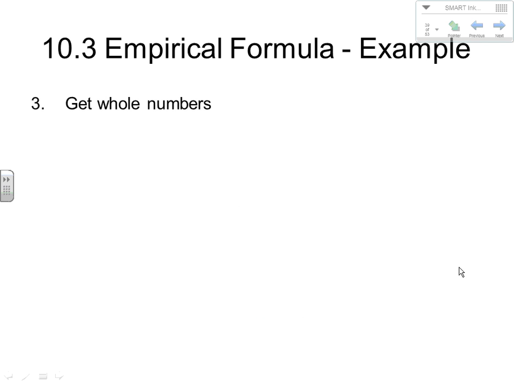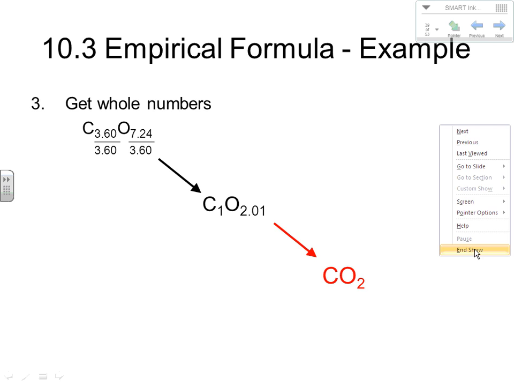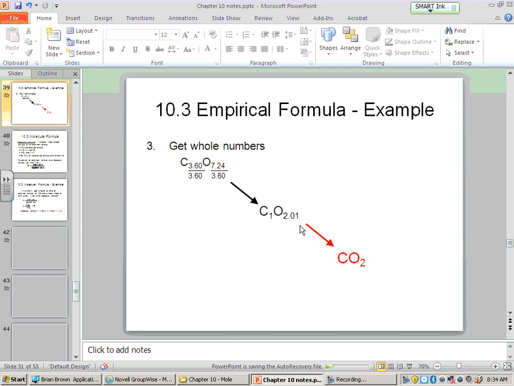Now, step 3 is to get whole numbers. So we write it like a formula, divide by the smallest, and see what we get. And in this case, we get 1 and 2.01. That's basically a 1 to 2 ratio. And that is our empirical formula. And remember, what we've looked at today is our first step in finding the molecular formula. So we're not done. Next, we're going to figure out how we get a molecular formula as well.